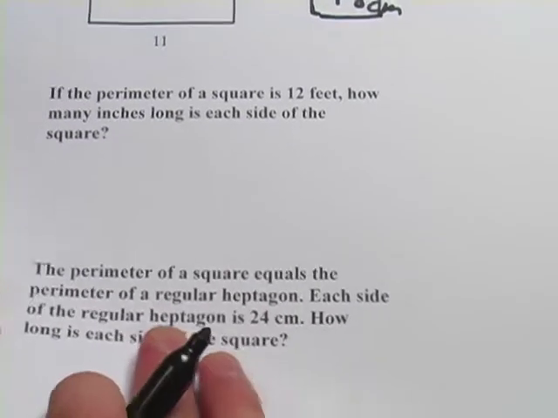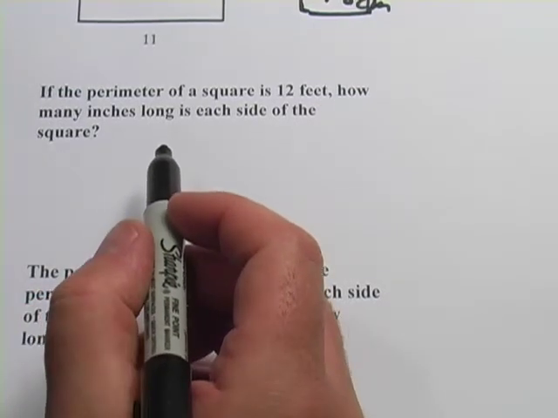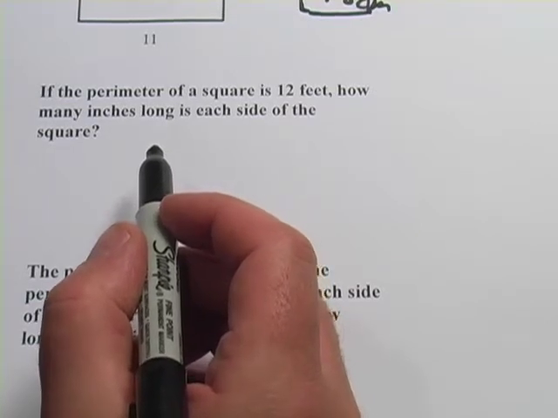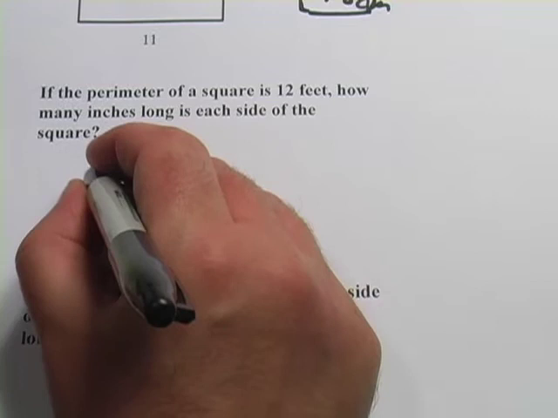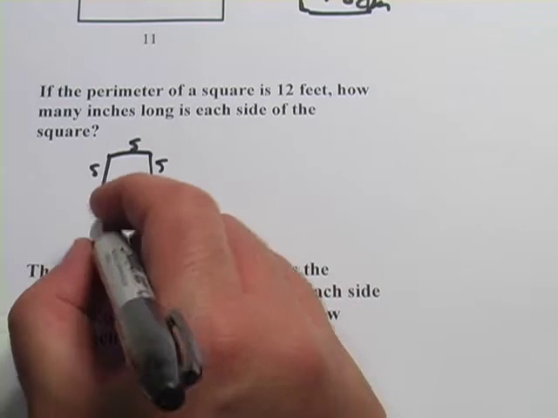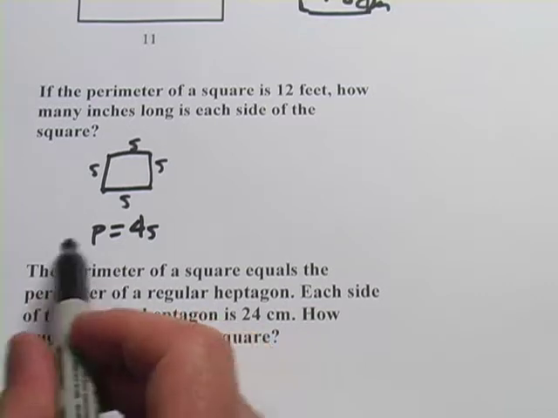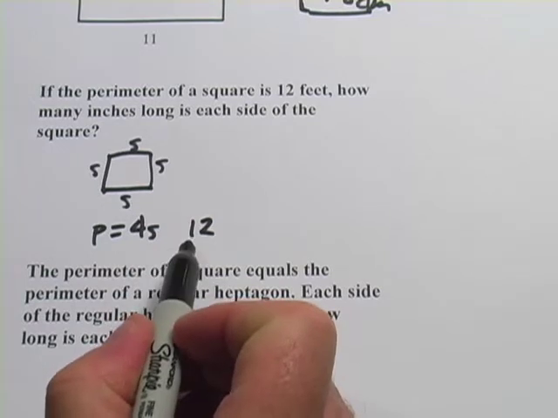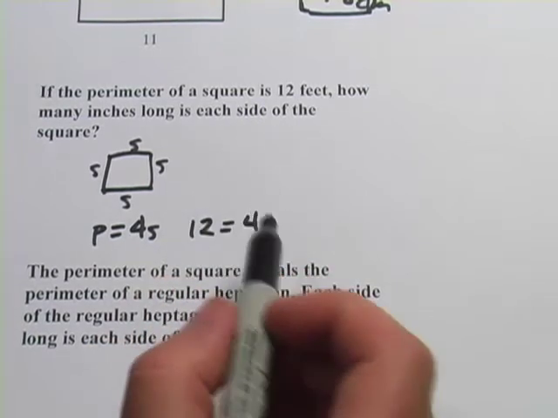Let's look at another one here. This problem says, if the perimeter of a square is 12 feet, how many inches long is each side of the square? Now this is a trickier problem. One thing to remember about a square is that all the sides are the same. So one formula you can use for perimeter is perimeter equals 4s. That's for a square. And the perimeter, we're told, equals 12 feet. So I'm just going to place that in for the P. P equals 4s. Now I want to know how long each side is, and that's s here.